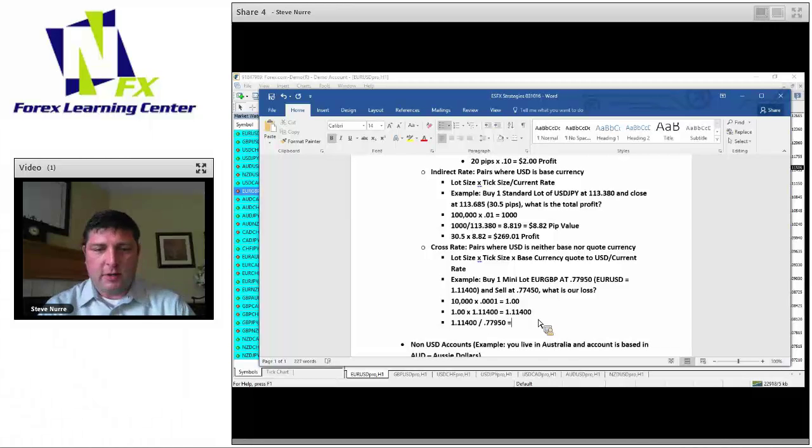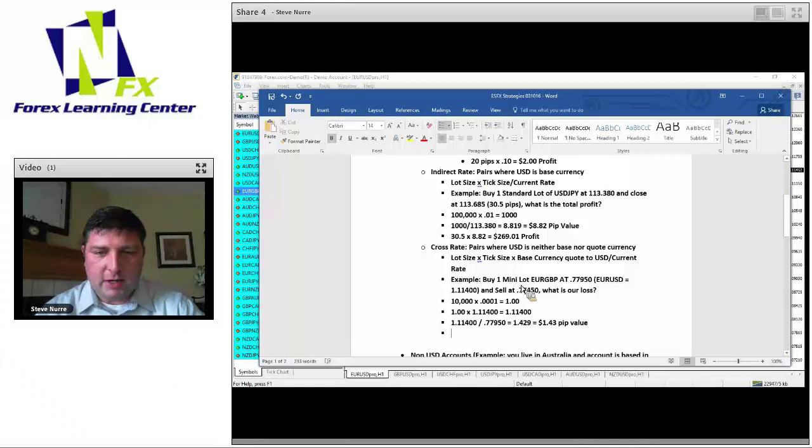and that would bring us to 1.11400 divided by 0.77950, so 1.429, or that would probably come out to $1.43 for pip value. Remember, we're trading a mini lot on this.